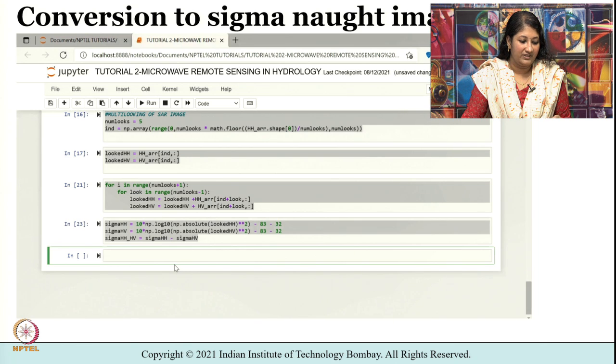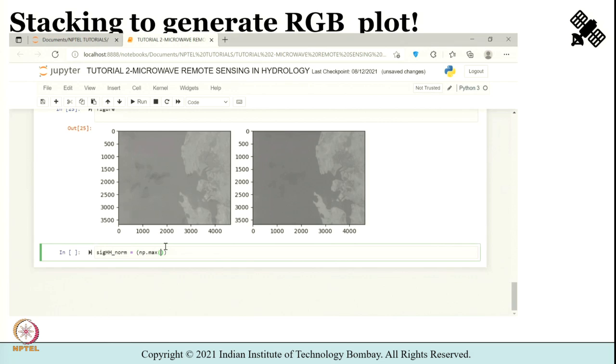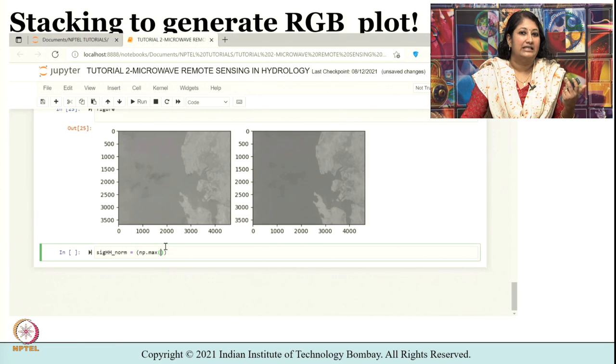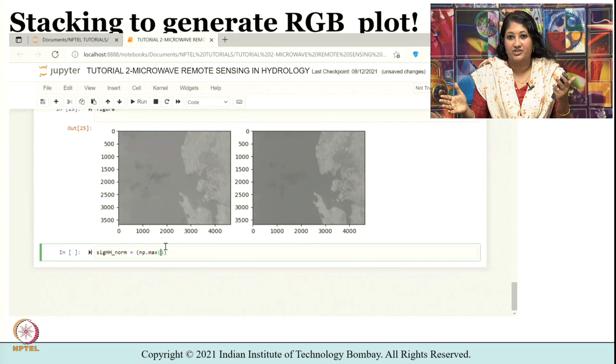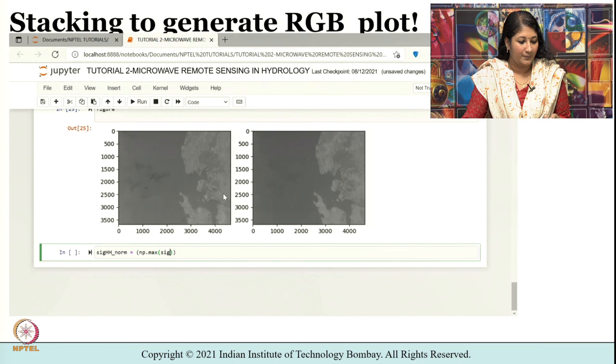Now that we have the sigma HH and HV values, let us use something known as the dstack function. That's why the title is kept as stacking to generate RGB plot. dstack is equivalent to concatenating an array along the third dimension or third axis. Say you want to create an RGB image using three bands of sigma HH, sigma HV and sigma HH minus sigma HV. How do you do that using Python? Let us see how we can perform this operation.